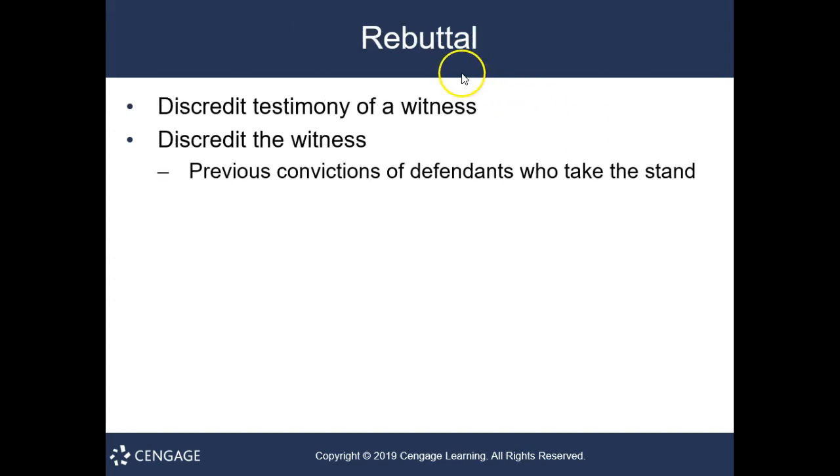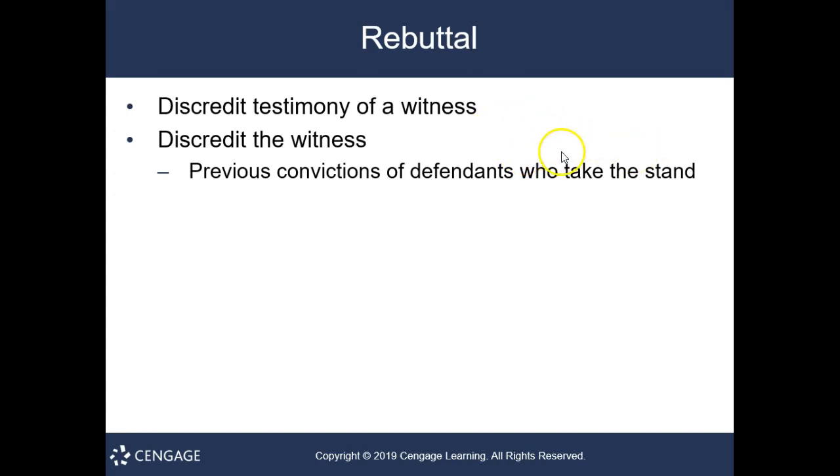Now, rebuttal. A rebuttal case is where, let's say the prosecution puts on its case, the defense puts on its case. Well, if the defense puts on a case, puts on any evidence whatsoever, then the prosecution has a right to rebut that case. If the prosecution rebuts that case, then the defense has a right to what's called surrebuttal. That is to rebut the prosecution's rebuttal.